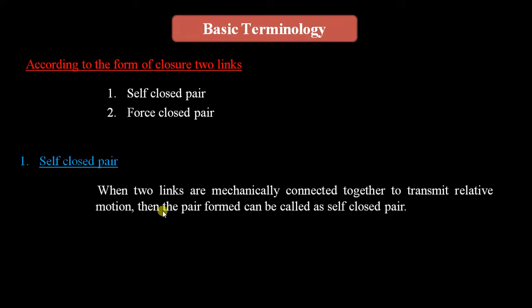Self-closed pair: when two links are mechanically connected together to transmit relative motion, then the pair formed can be called a self-closed pair. So when there is a mechanical connection between the two links forming a pair with the help of mechanical elements, those two parts can be considered a self-closed pair.